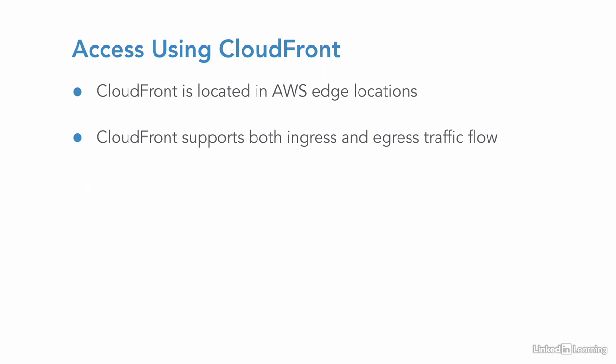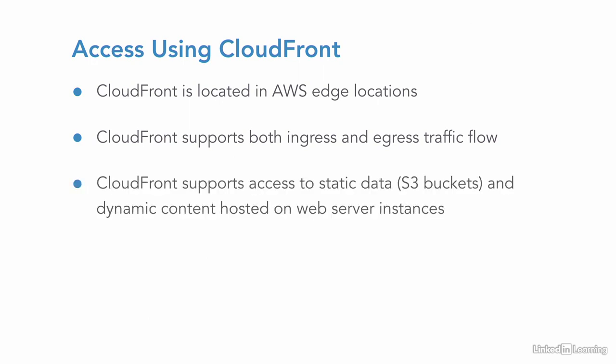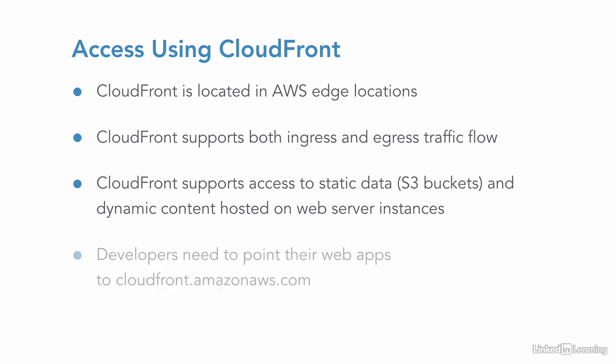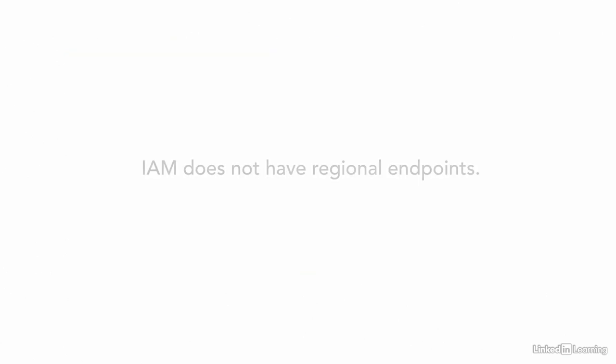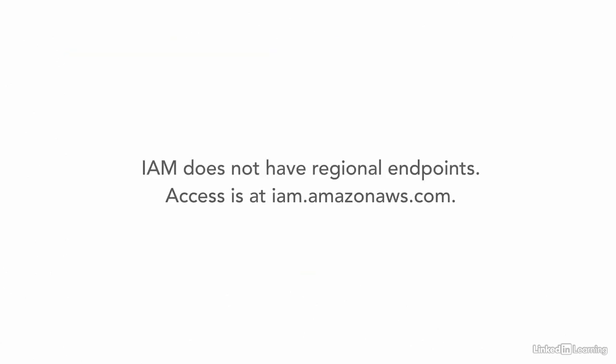Of course, you have to order CloudFront. If you don't, then of course you're left with the HTTPS endpoint, and that might be further away. Remember, CloudFront is supporting access to both static data, S3 bucket storage, and dynamic content that would be hosted on a web server instance, which would have associated EBS storage. In fact, you could even redirect CloudFront to an on-premise location if you wanted to. So once you sign up for CloudFront, you'd then have to point your web applications to cloudfront.amazonaws.com.